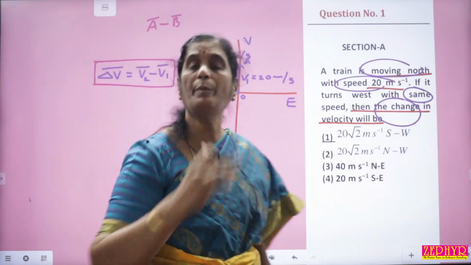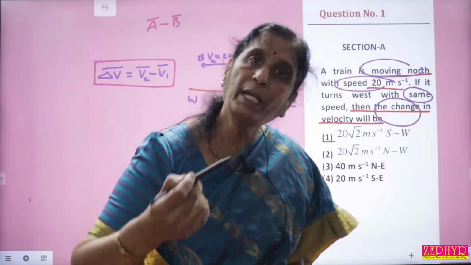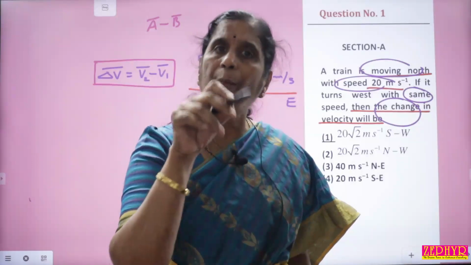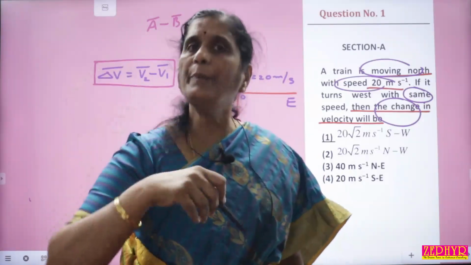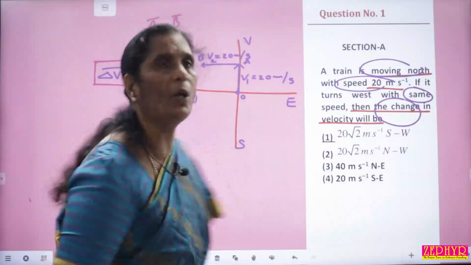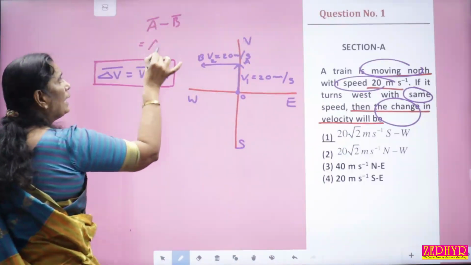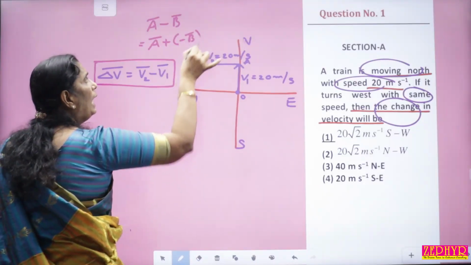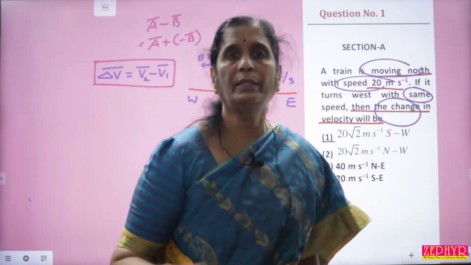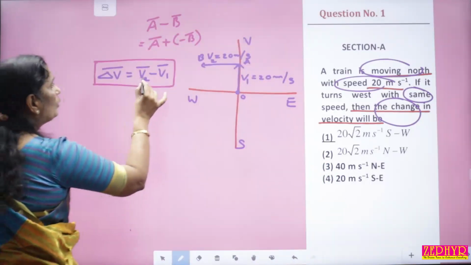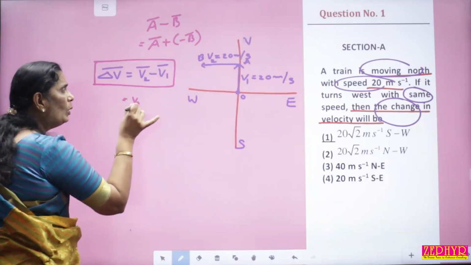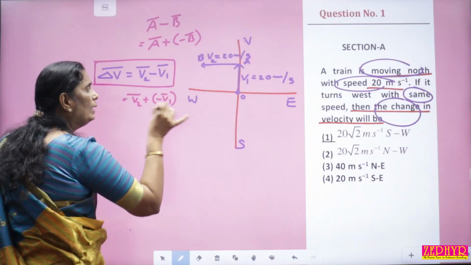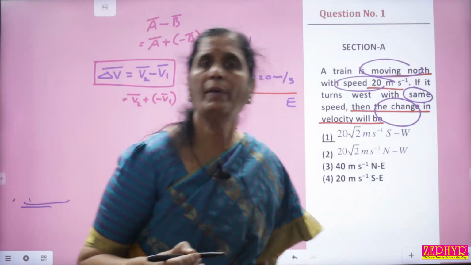How to find out A bar minus B bar? Take the negative vector of B bar and add it to the first vector. Then it will be A bar plus minus B bar. That's the representation of change in velocity. Okay, so again I am telling, take the first vector, take the negative vector of the second vector and add it to the first. That we have to do. That means we have to take V2 and add minus V1 to it. Then you can observe the change in velocity.